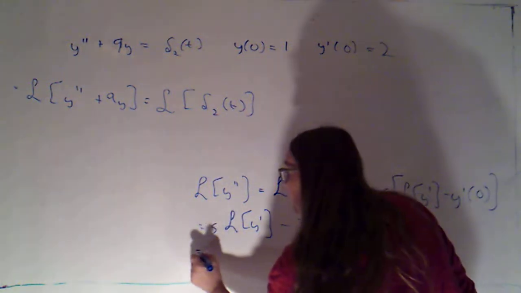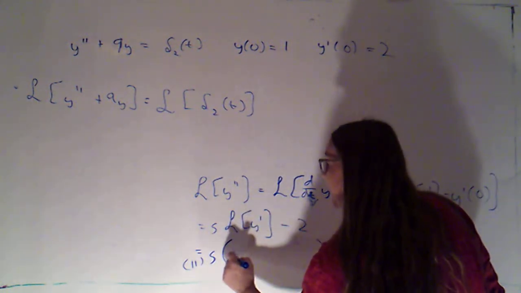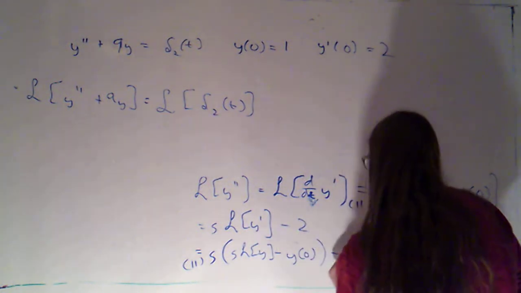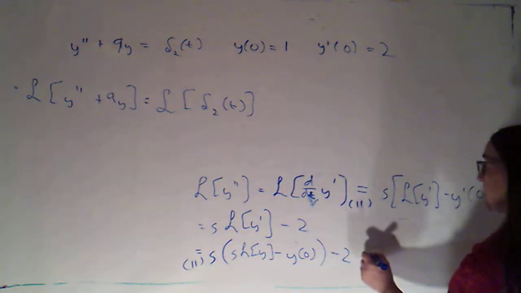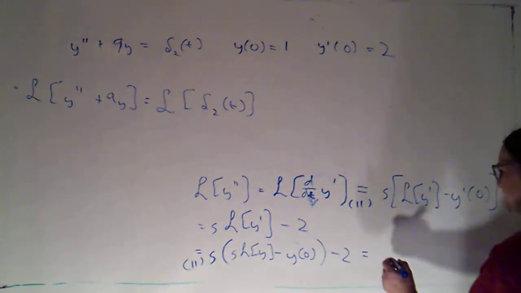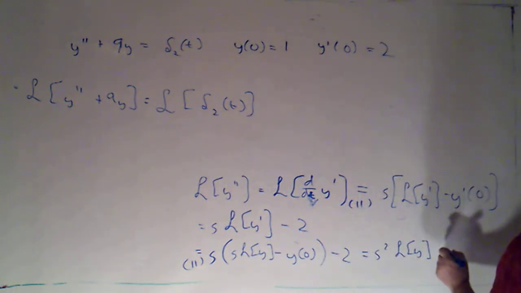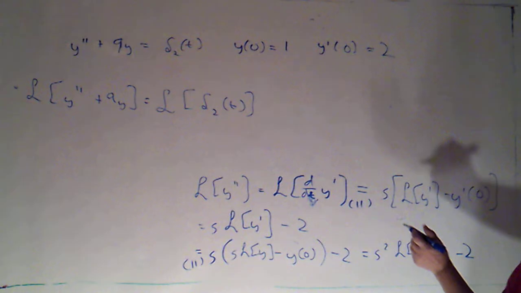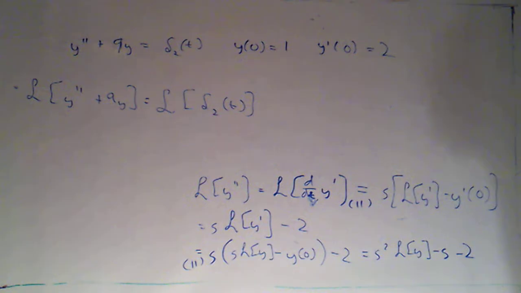Now I'm going to apply formula 11 again. So this will be s copies of the Laplace transform of y minus y of 0, and then still minus 2. y of 0 was 1. So I'm going to do two things here. I'm going to distribute the s and replace y of 0 with its value of 1. So I'm going to get s squared times the Laplace transform of y, minus s times 1, which is just minus s, minus 2 is what we get.